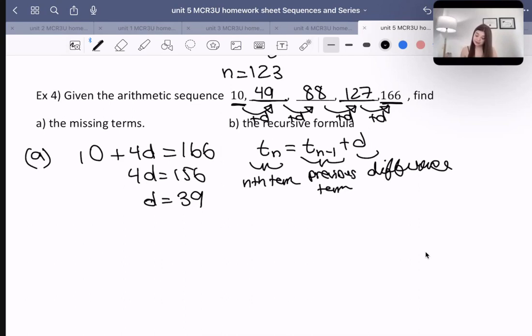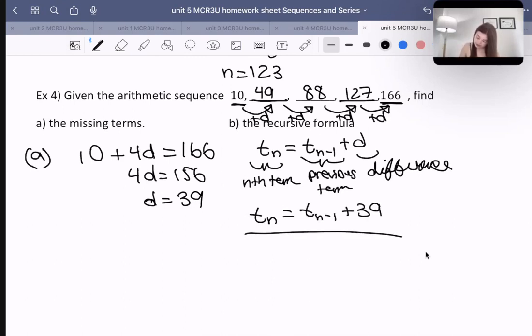In this case, we do know that the nth term, if we're going with the last term, is going to be, if we want to do this in general, we don't know what t of n is or what t of n minus 1 is, but we do know that the common difference is 39.